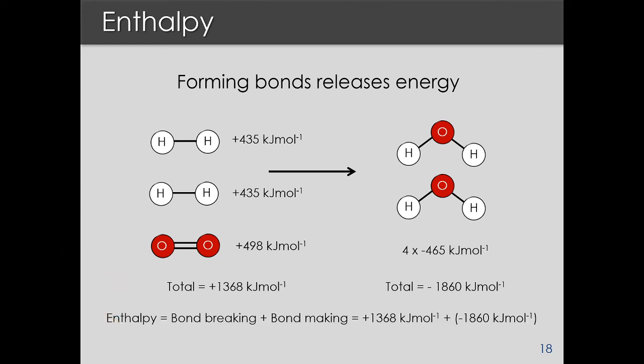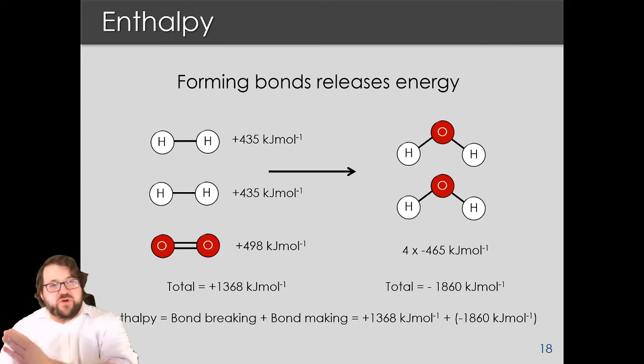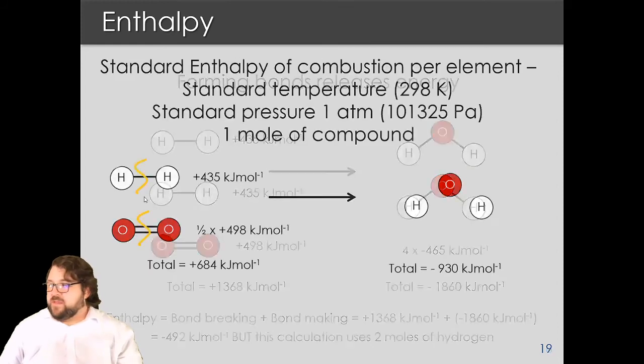So let's just have a quick look at what that's going to be together then. If we add those together, the change in enthalpy, we can think about this as basically drawing a graph where it goes plus 1368 and then minus 1860. And I personally would just always do it like this. Always write bond breaking as a positive value, bond making as a negative value, and then you just add those together. You don't have to take control of the signs because we're doing two processes. We're doing the process of breaking and the process of making.